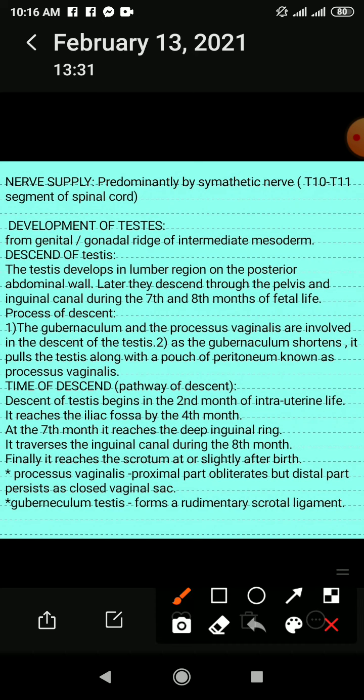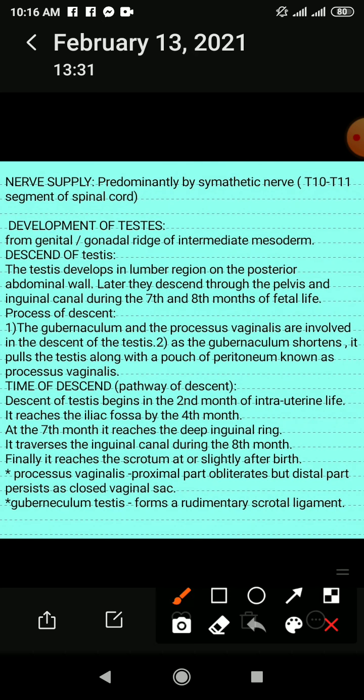Now come to the nerve supply. The testis is predominantly supplied by the sympathetic nerve, that is the thoracic tail to the thoracic element segment of the spinal cord. And last of all, the development of the testis. The testis develops, as does the ovary, from the genital or gonadal ridge of the intermediate mesoderm.